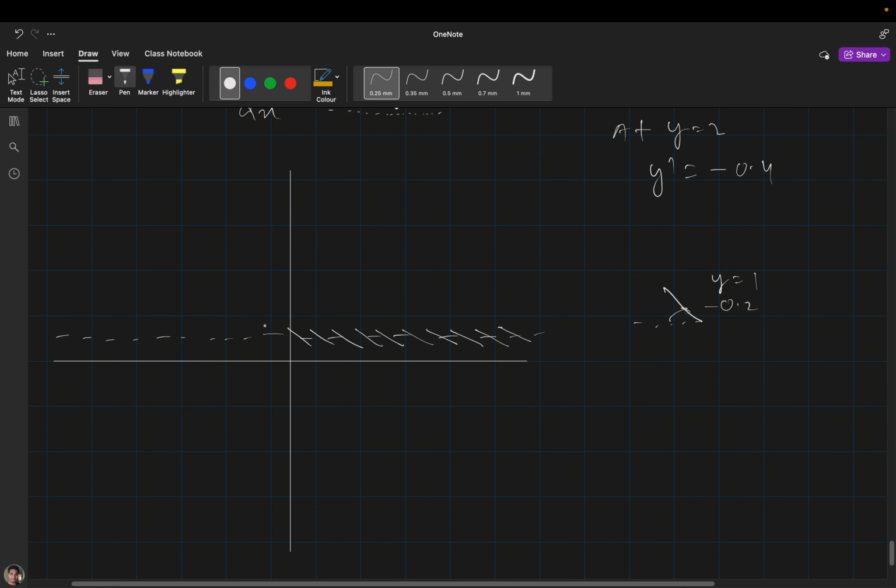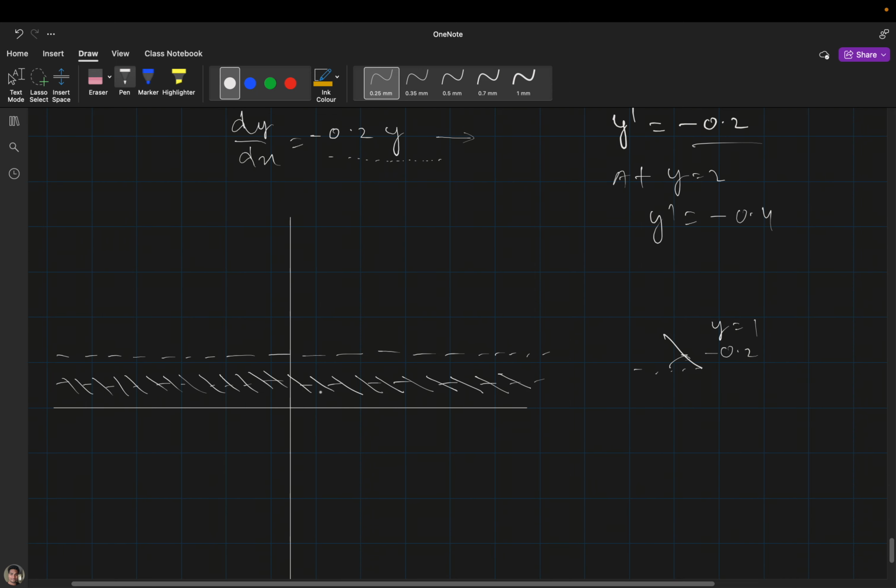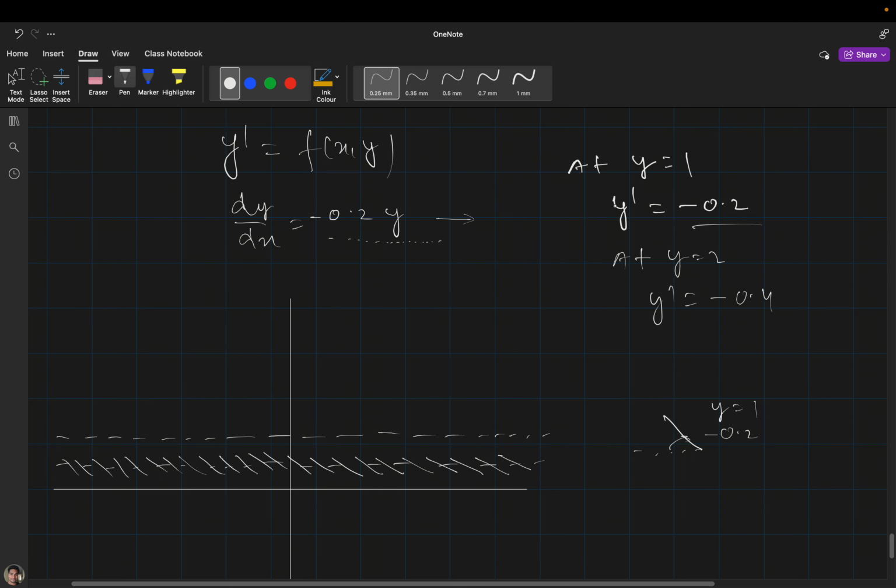And all these lines, why am I creating them for all x? Tell me, why am I creating these arcs for all x? Because here you can see that at y equal to 1, the slope is minus 0.2 for all x, because you are not inputting any x. That's why the slope will be minus 0.2 for all x.